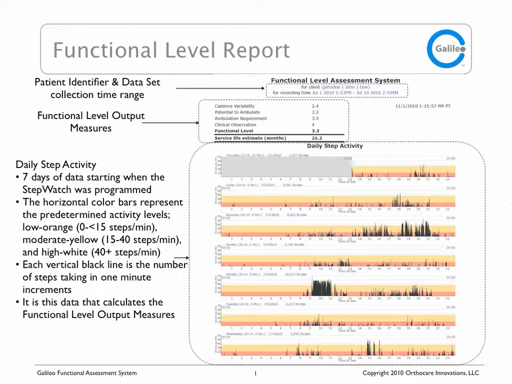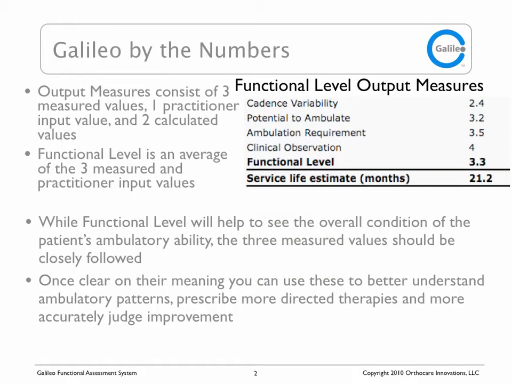daily step activity. The horizontal color bars represent predetermined activity levels, low, moderate, and high, while the vertical black lines represent the actual numbers of steps taken in 1-minute increments. On the Galileo report, the statistic reported for each descriptor represents how this client, at this time, matches up versus ADL ambulation requirements and the activity of other clients in our database.